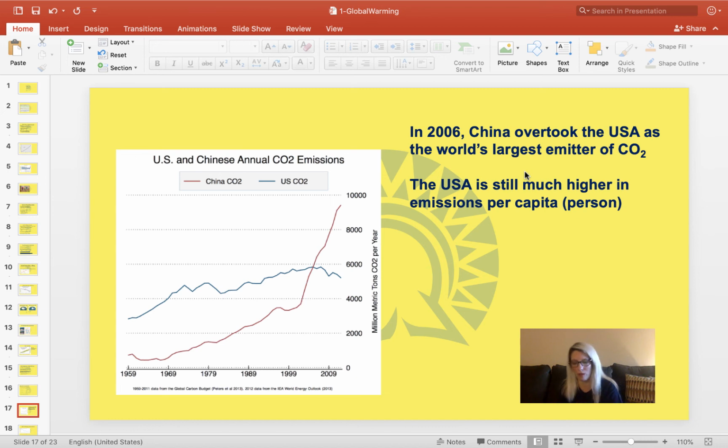We're driving around a lot more. We're using a lot more electricity. We're consuming a lot more meat. We're doing a lot of things that, per person, means that we're putting a lot into the atmosphere.